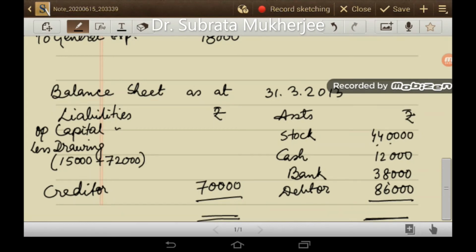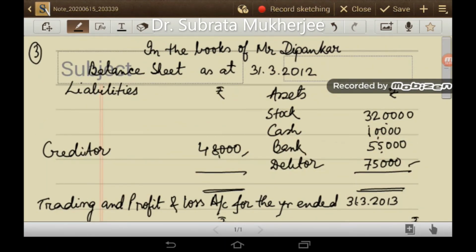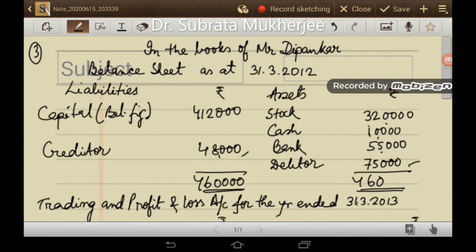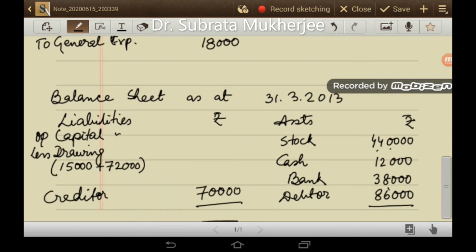So I have posted all the transactions in different ledgers. Now I will start closing the ledgers one by one. First I will close the opening balance sheet, to find out the opening capital. This is the balancing figure, and this is 4,12,000. Both side total is 4,60,000. Now this 4,12,000 will be posted in the closing balance sheet. So opening capital 4,12,000 less drawings 15,000 and 72,000, which is 87,000.